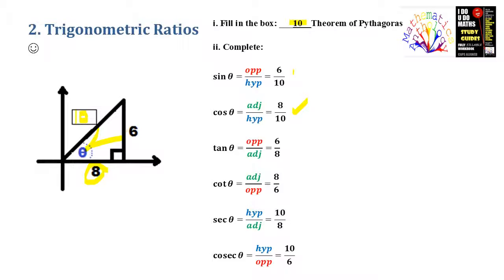Tan of theta, tan is opposite over adjacent, so opposite again is 6, adjacent we know is 8, 6 over 8 will be tan theta. Cot theta we know is adjacent over opposite, adjacent is 8 and opposite is 6, so 8 over 6. Sec theta will be hypotenuse over adjacent. Hypotenuse we know is 10, adjacent we know is 8, so 10 over 8. And cosec theta will be hypotenuse over opposite. Hypotenuse we know is 10, and opposite we know is 6, so 10 over 6.